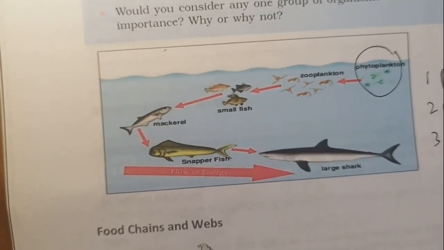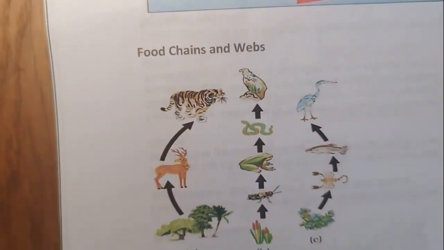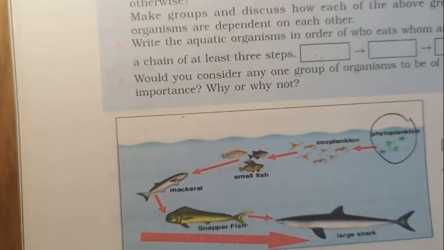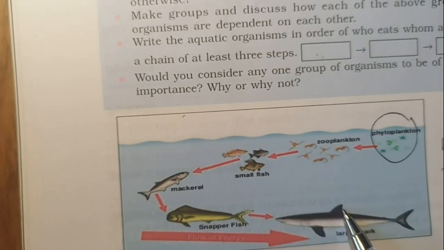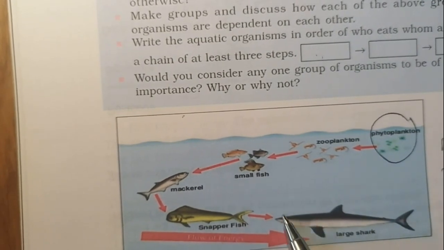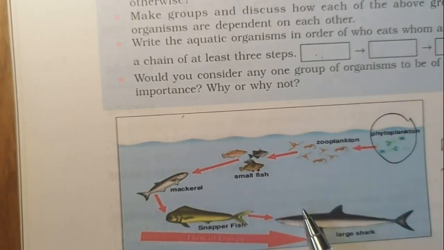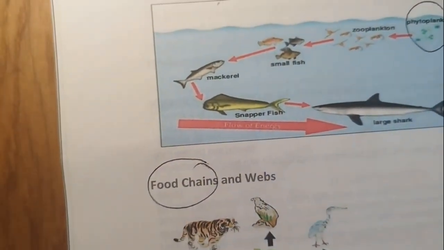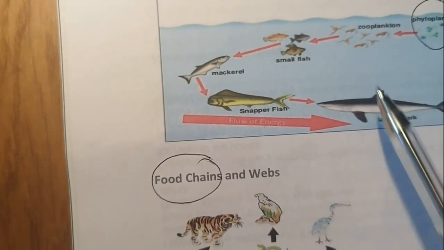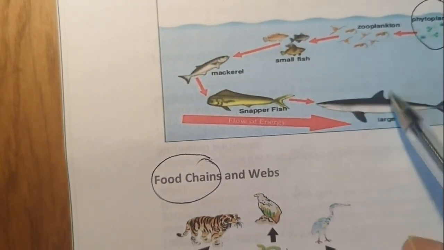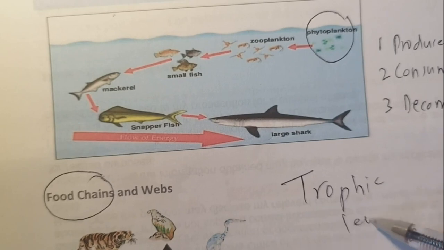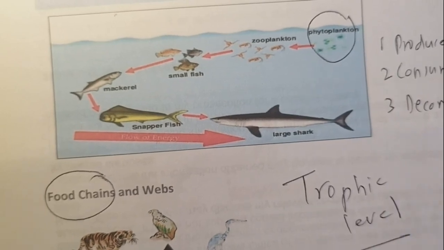So the next topic in your book is about food chains and webs. We have seen from the above activity that a series of organisms feeding on each other, taking part at various biotic levels, form the food chain. So that's food chain. Each step or level of the food chain forms a trophic level. Each step is called a trophic level.